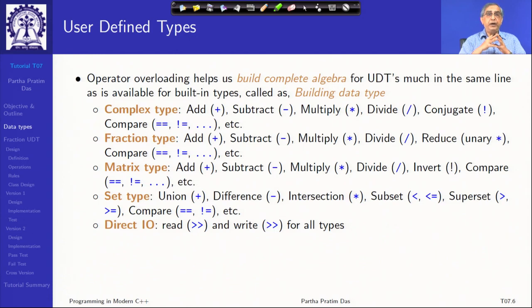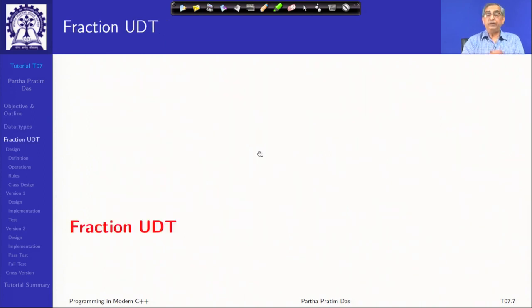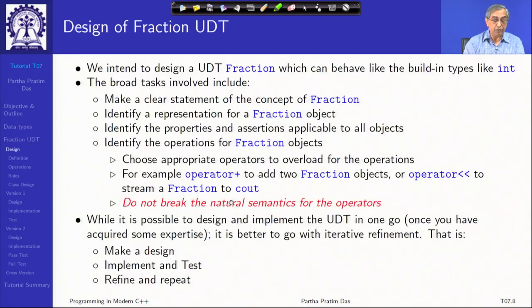Now, the basic point here is that when you program with such entities in C, you necessarily write a bunch of functions and you have to manage the data between these functions. But here, using the tricks of user defined type definition and build up, you will be able to build a type which behaves almost exactly as your int type or your char type and so on. You can do direct IOs with them and so on. So, the main objective here is to illustrate the process of building such a user defined type using a fraction type, because that is known to all of us.